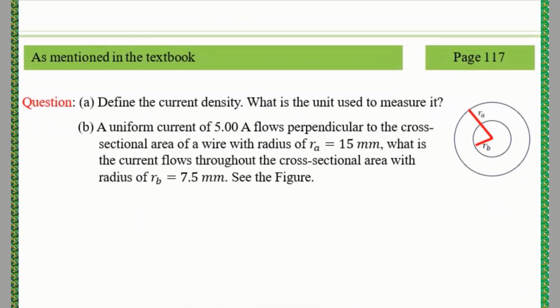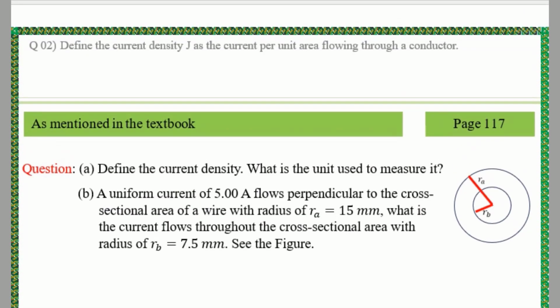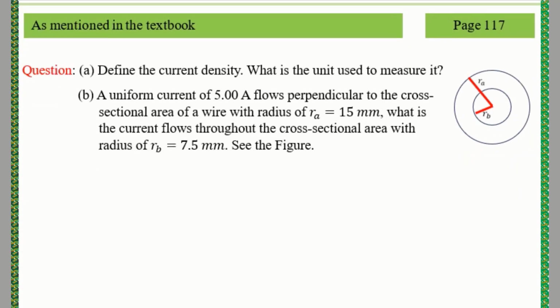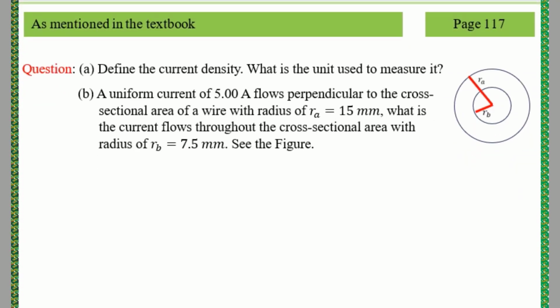Now question number 2. We need to define the current density J and discuss some properties of it. So to define the current density and what is the unit used to measure it, we can put this information.